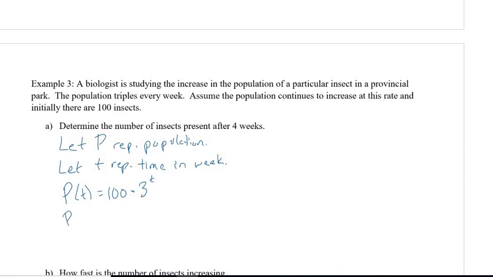So now we just want to find out what happens after 4 weeks. So in that case, t is equal to 4. So let's do p of 4. That's going to be 100 times 3 to the 4, or 100 times 81, or 8,100 insects.